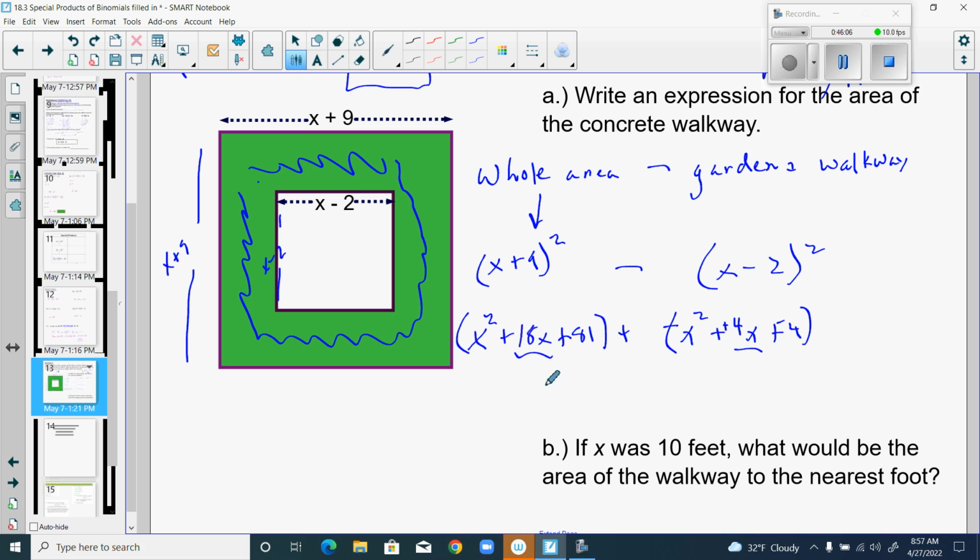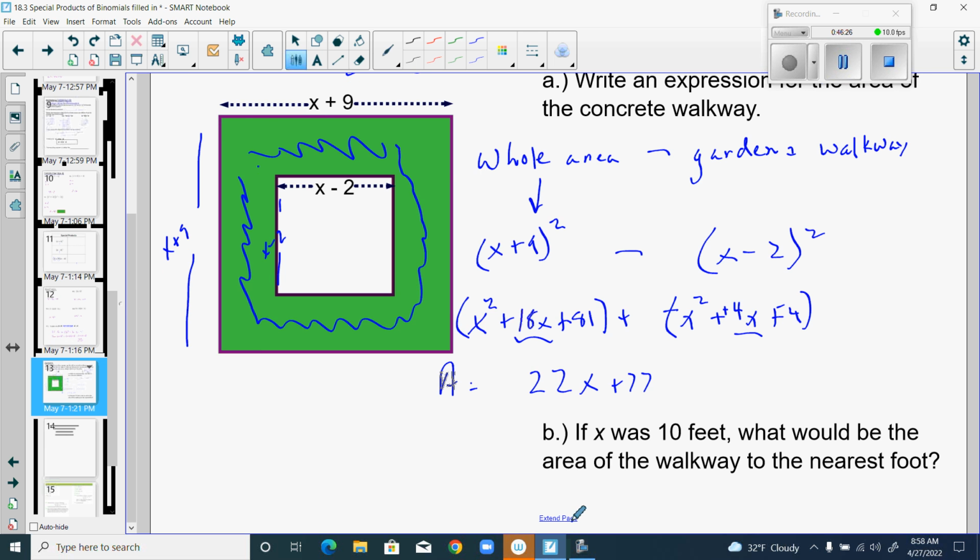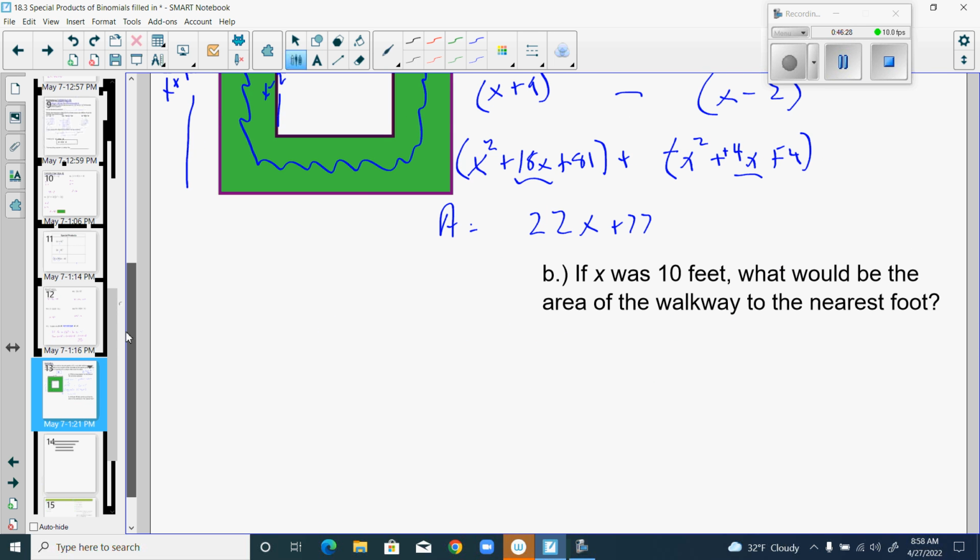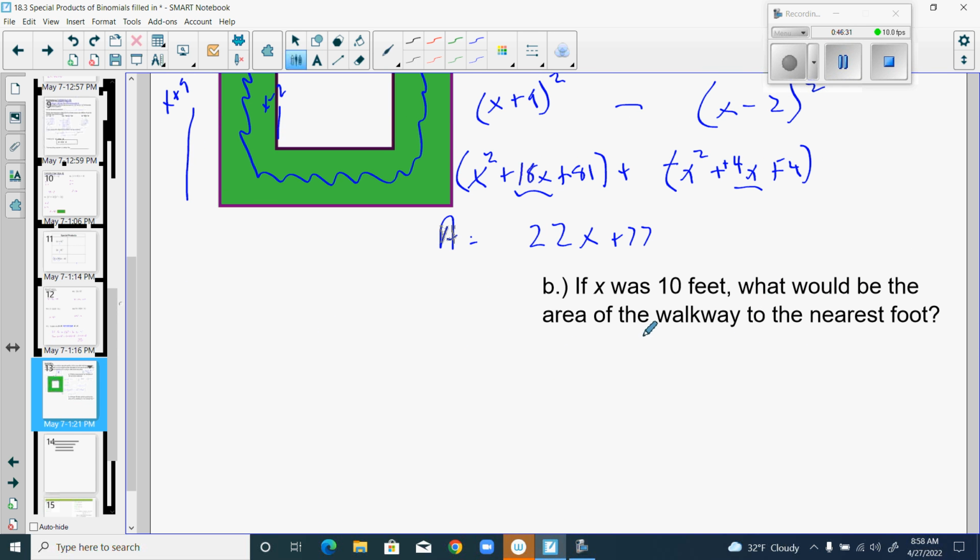So now what do we have to do? Part B, it says, all right, if x was 10, what would be the area of the walkway to the nearest foot? Well, what are we going to do with this 10? That's going to go right in for x, right? So I'm going to say area is equal to 22 times 10 plus 77. And that 22 times 10 is 220 plus 77. And so that means the area of the walkway is 297 feet squared.